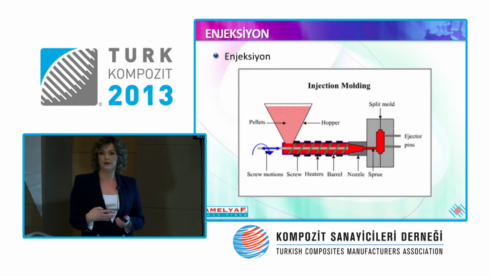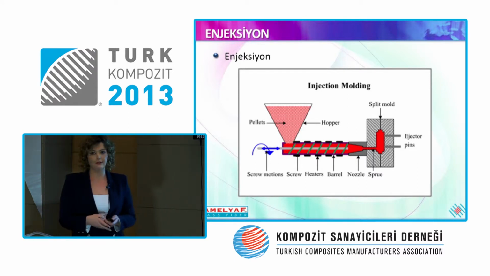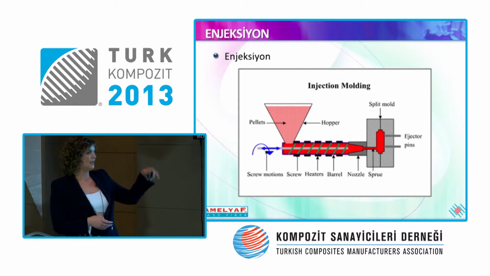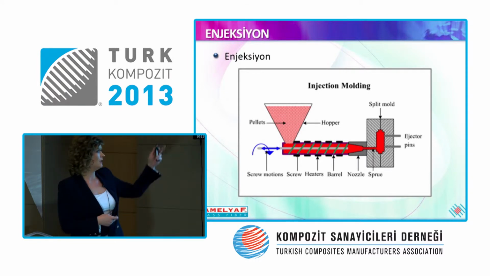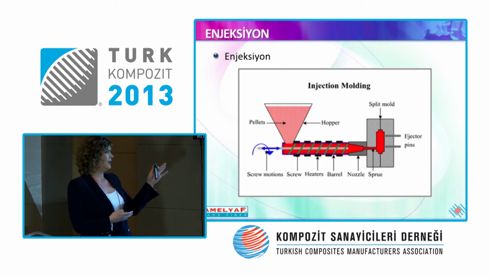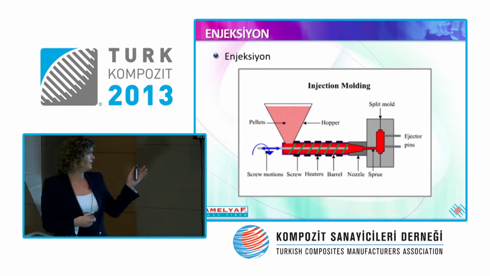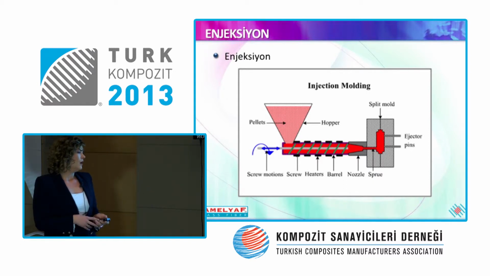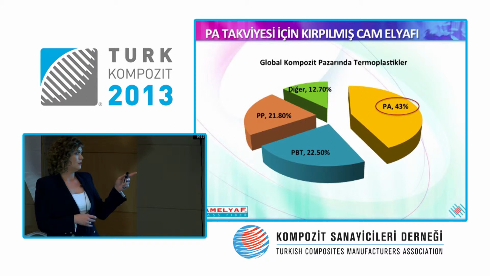In the injection level, since I talk about glass fiber here, I will talk about fiber again. Here the polymer and fiber is going to be fed into the machine. There will be an injection process. It will become homogeneous after the mixing. Then it will be put into the final mold and it will reach its final state.